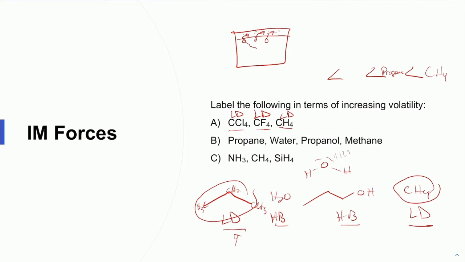It's got one right here, one right here, one right here, and one right there. And that allows it to hydrogen bond on all sides of itself. That is not possible with propanol. Propanol has this tail that impedes it from being able to hydrogen bond well.